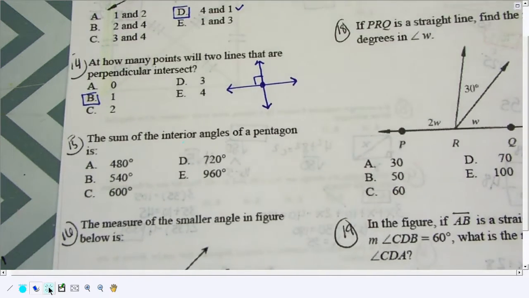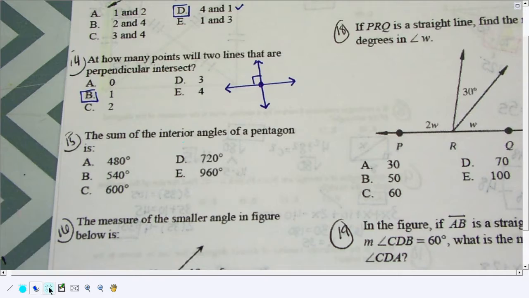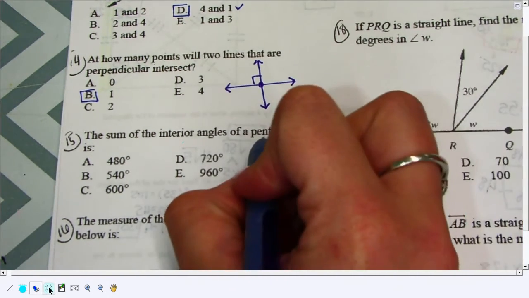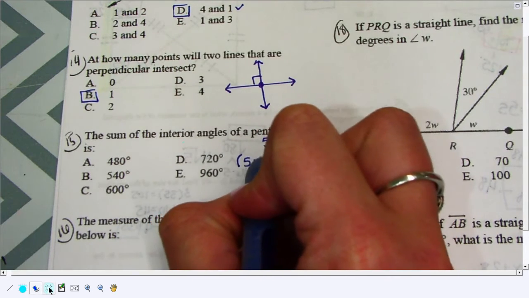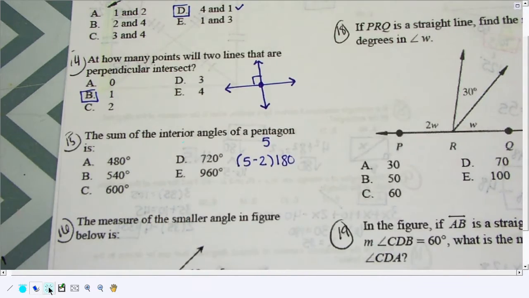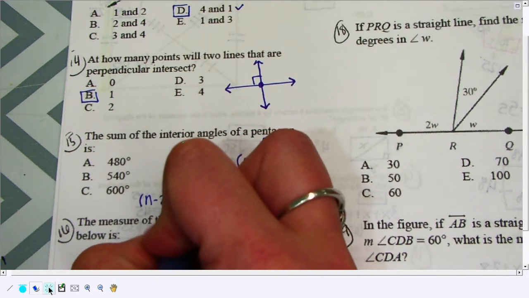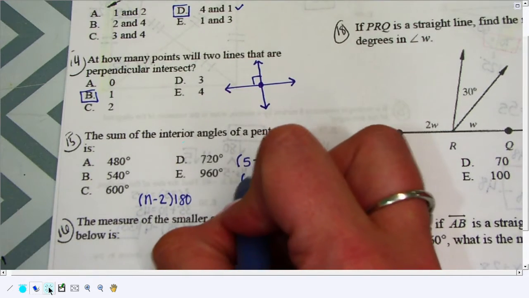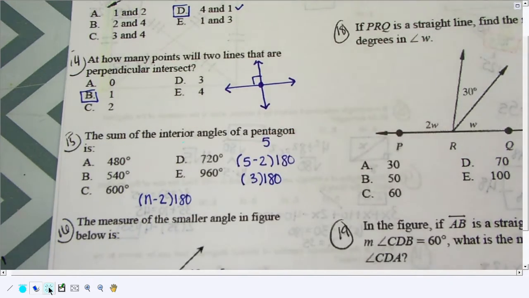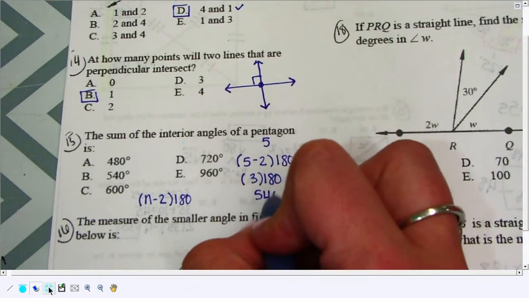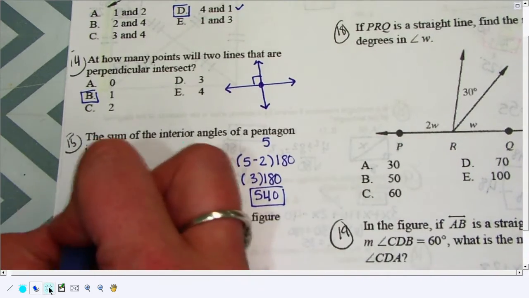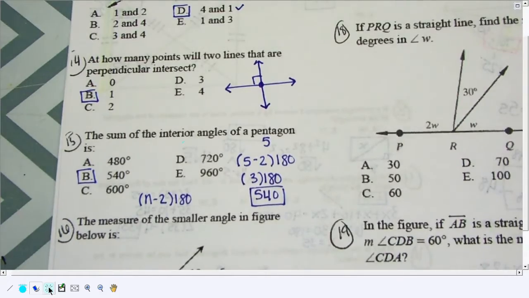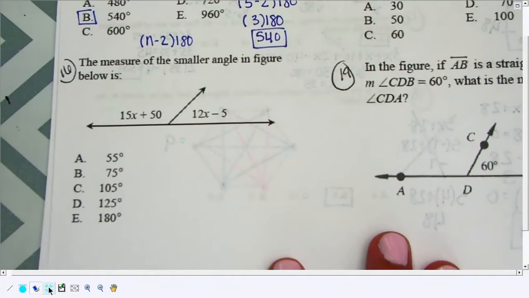Number 15, the sum of the interior angles of a pentagon. What I want to do here, a pentagon has 5 sides. So I would do 5 minus 2 times 180. Remember the polygon angle sum theorem, which is, I'll write it down here, n minus 2 times 180, and n represents the number of sides. 5 minus 2 is 3. 3 times 180 is 540. So you could either use the theorem or just memorize that a pentagon will always add up to 540 degrees.